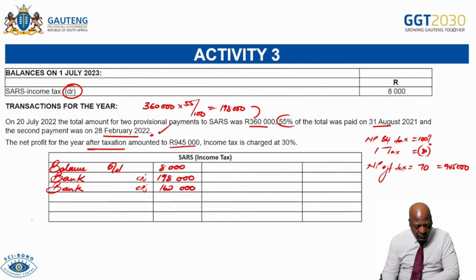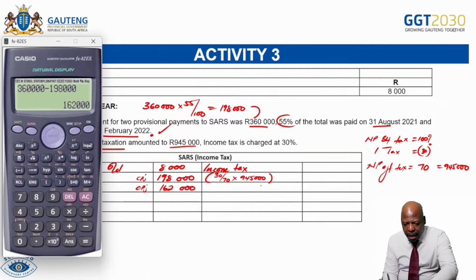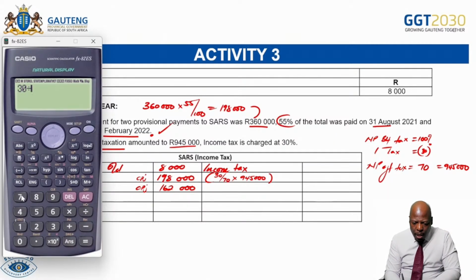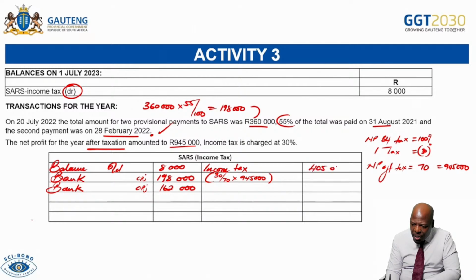945,000. What do we want? We want income tax. So that simply means I'm going to come here and I'm going to say income tax, and I'm going to open my bracket. Let me do it down here. What we want is the 30. What we have is the 70. And we multiply that by the 945,000. I close my bracket. Let me see on my adding machine how much that's going to give me. 30 over 70. Okay. And then I'm going to say multiply that by the 945,000. And that will give me 405,000. So my income tax is 405,000. That is my income tax for the year.